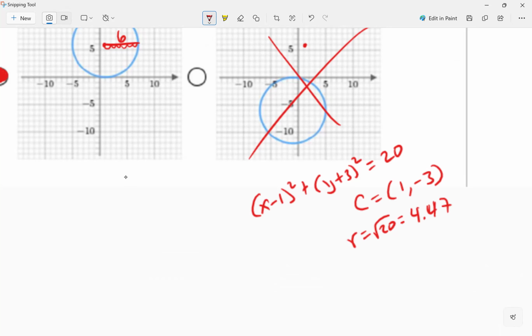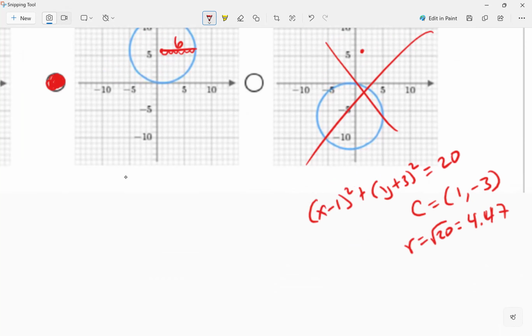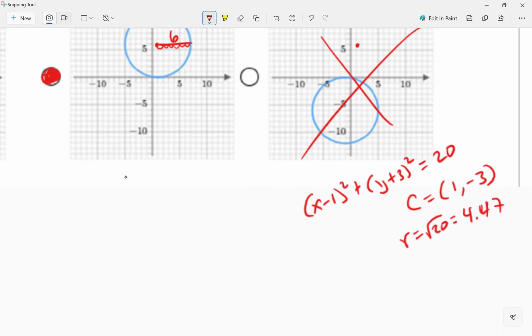You might be thinking, what do you mean by that? Okay, so imagine I had the graph here, 1, negative 3. Let's say I was to put my center there, and then a little more than 4. So I'm going to count 1, 2, 3, 4, and a little bit more. You can see how my point is a little more than 4, but less than 5.